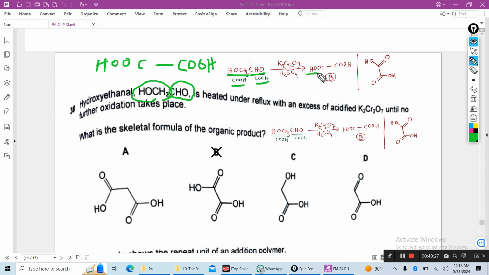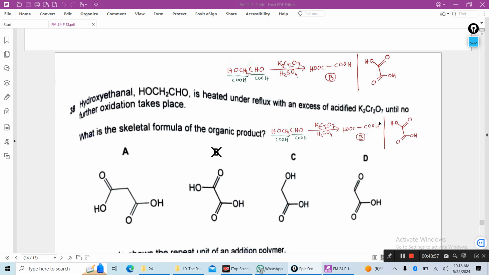So COOH, B is the right answer. So this is 1,2-ethanedioic acid, this is the formula, B is the right answer. Ethanedioic acid, you can write a skeletal formula like this.